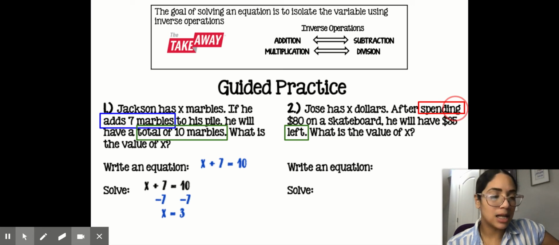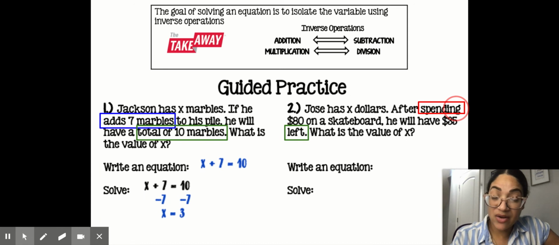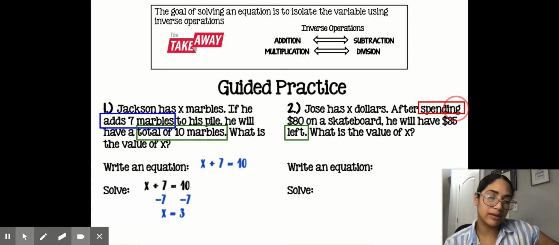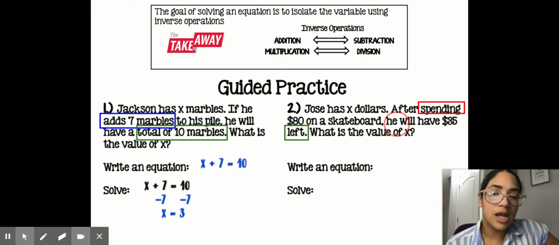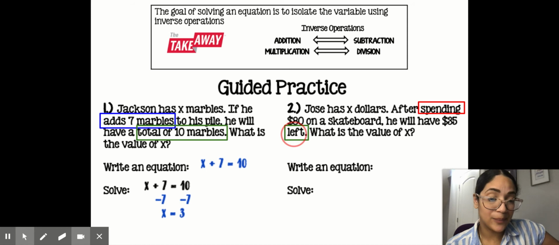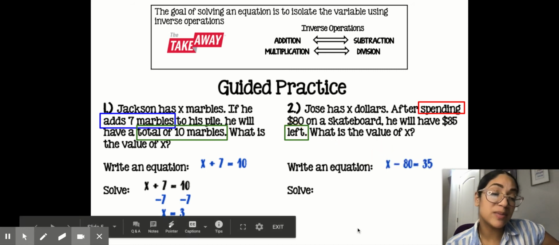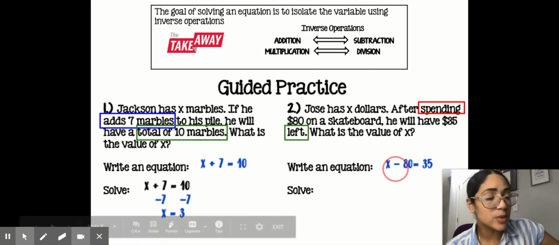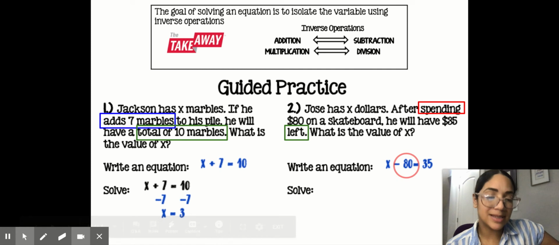He was spending money. So think about this. Think about the context. When you're spending money, are you going to be gaining money? Are you going to be adding more to the money that you have? Or are you going to be subtracting? Okay. He was also left with $35. Think about that keyword left. So here in my equation, I'm going to be subtracting, okay? He started off with X dollars, with X amount of money, right? Then he did some spending, which means we're subtracting. He spent $80 and then he was left with 35.